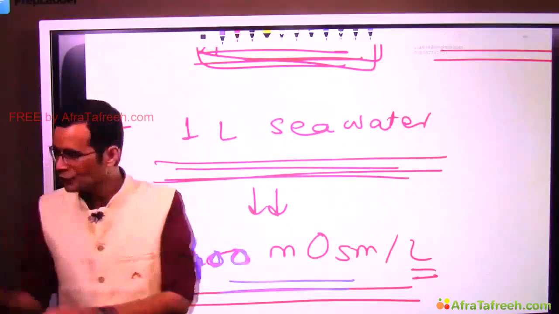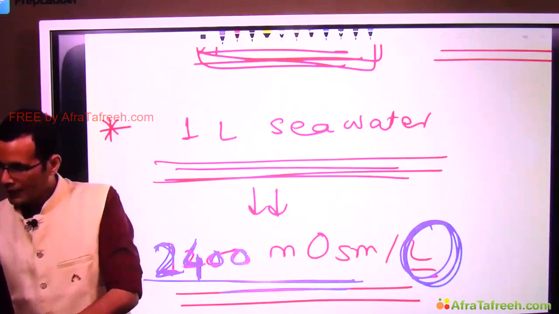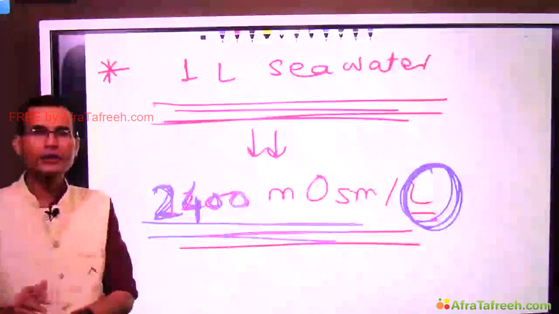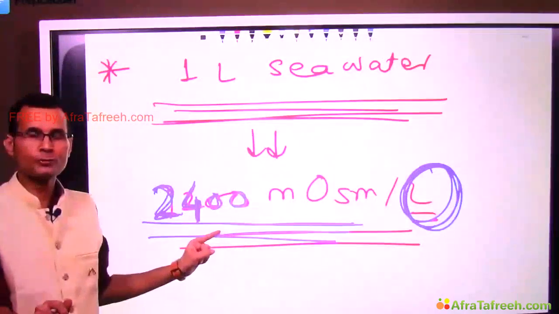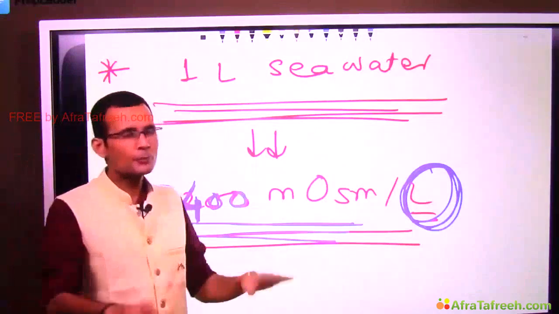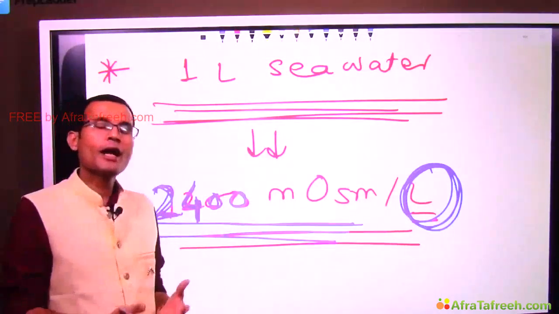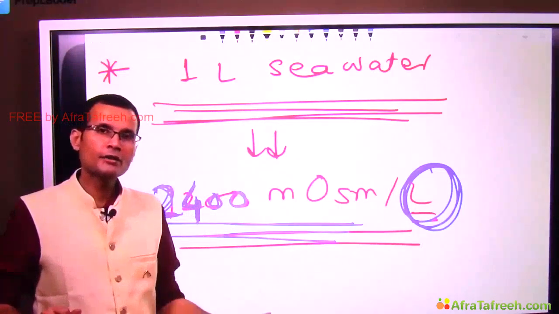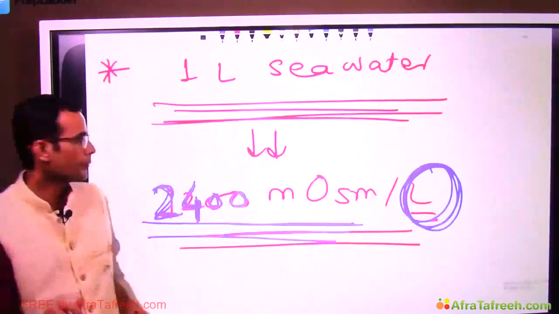So when a man consumes 1 liter of seawater, the man has consumed 2400 milliosmoles of solute. In 1 liter, there are 2400 milliosmoles of solute. And we are assuming in this particular MCQ that all those solutes will be absorbed from the gut and will go to the kidney for excretion. They are all excretable solutes to be excreted.